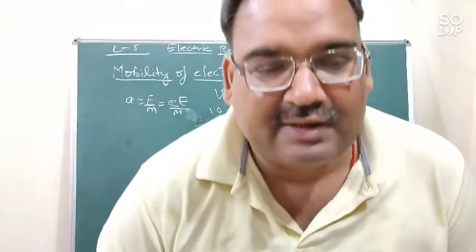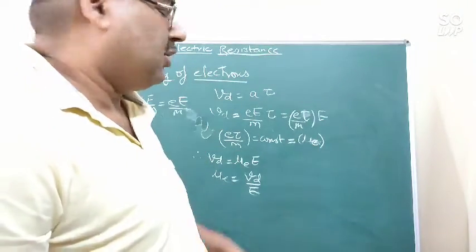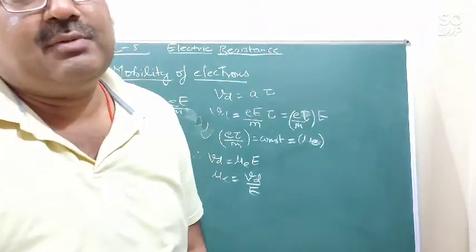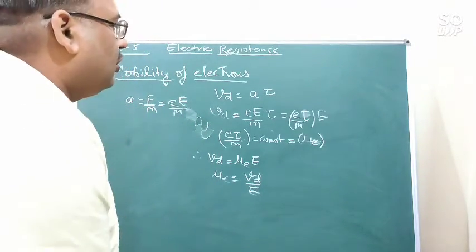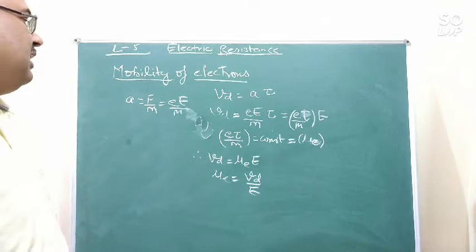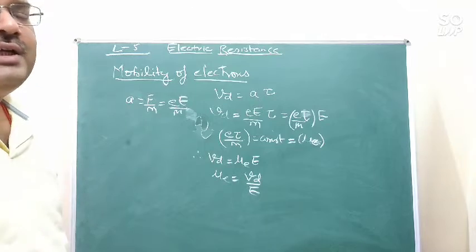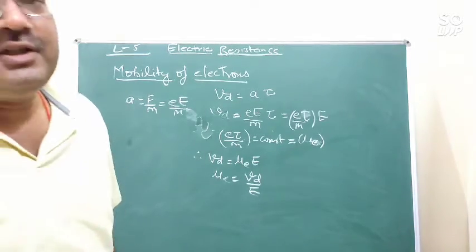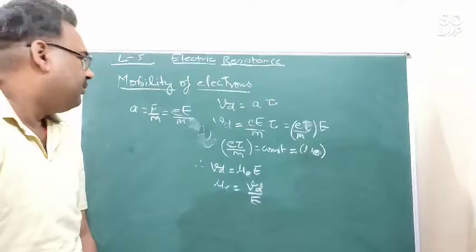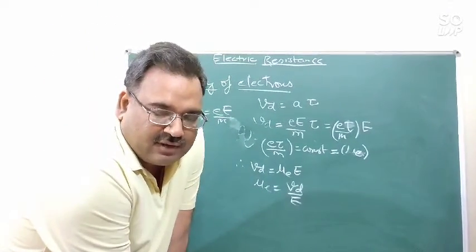We know that the drift velocity of the electron is given by the formula Vd is equal to a tau. Vd is drift velocity, a is acceleration, tau is the relaxation time. Now a, the acceleration acting on the free electron, is given by the formula F upon m, that is E into electric field, charge into electric field upon mass.